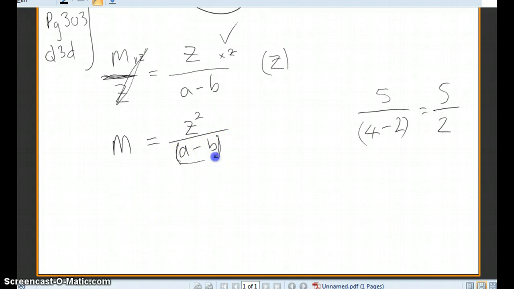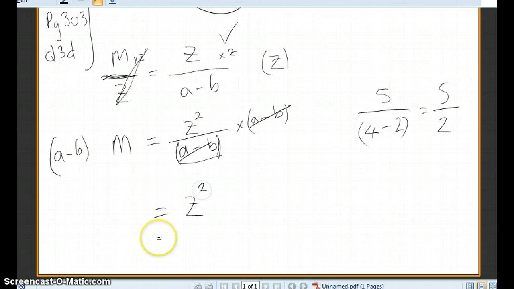To undo a minus b, which is on the bottom of a fraction, I'm going to multiply, because to undo division we multiply, and I'm going to multiply both sides by that whole term. That cancels that out. Now on my right hand side I've just got z squared. On the left hand side I'm just going to put the m in front, as it's more conventional. I've got m bracket a minus b.